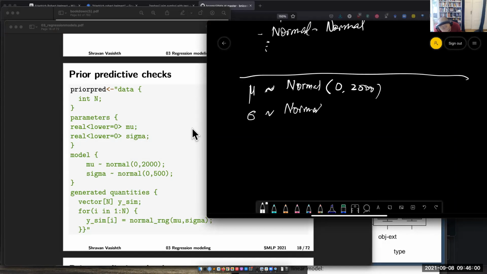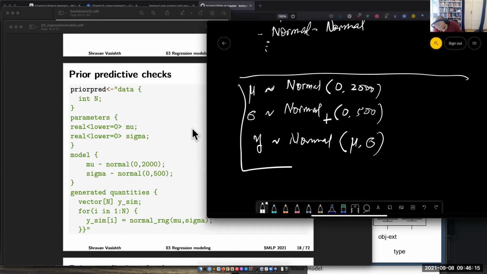So normal plus, so truncated at 0, 500, and my likelihood is going to be y is a normal, right, with mu and sigma. This is a full specification of the model, and we will literally write it out in Stan. Literally. Okay, so how do I do this?